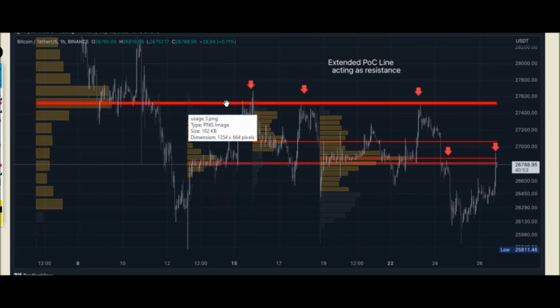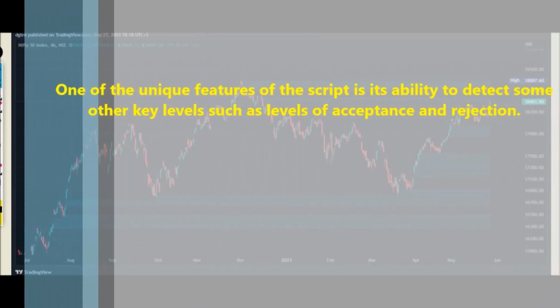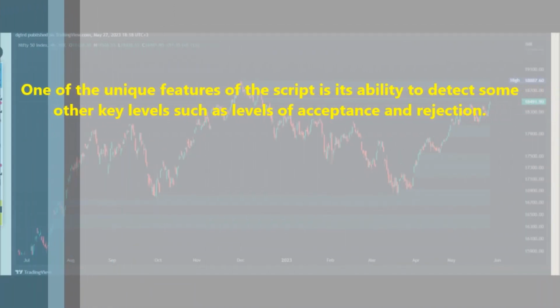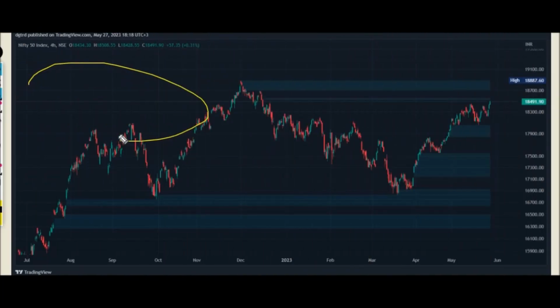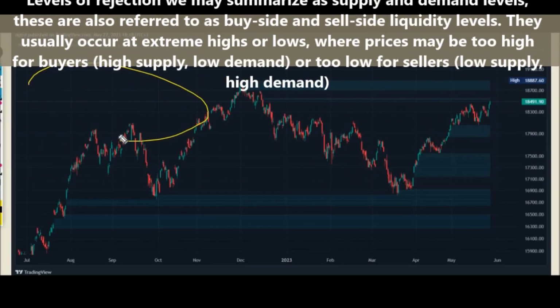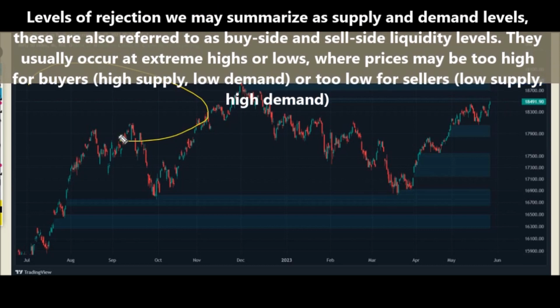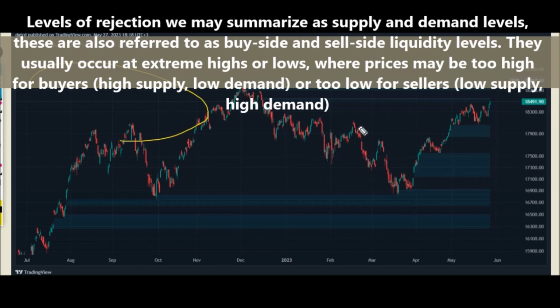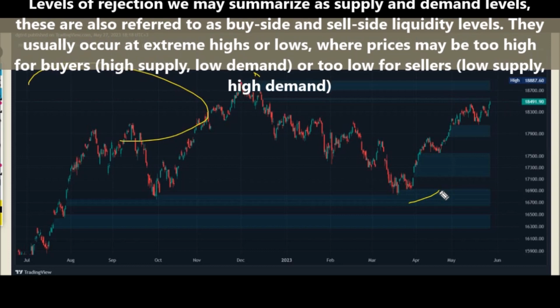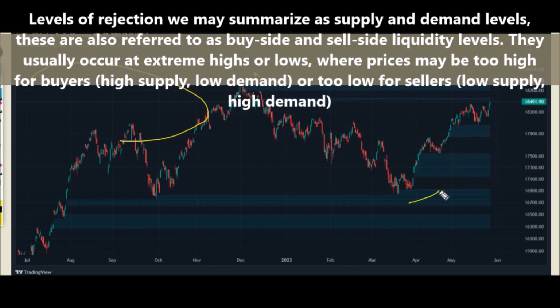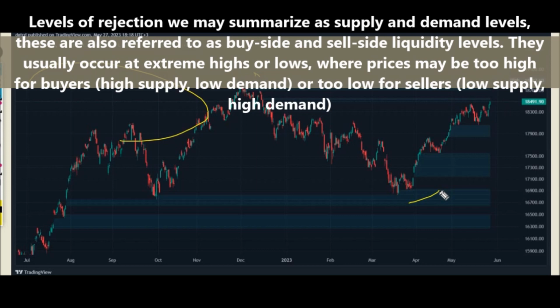Okay, so guys, I would love you to note this still. One of the unique features of this indicator is the ability to detect other key levels such as levels of acceptance and rejection, just as you can see on my chart right here. Levels of rejection we may summarize as supply and demand levels. These are also referred to as buy side and sell side liquidity levels, just as you can see highlighted over here. They usually occur at extreme highs and lows, where prices may be too high for buyers, meaning high supply or low demand, or too low for sellers, where we have low supply and high demand.